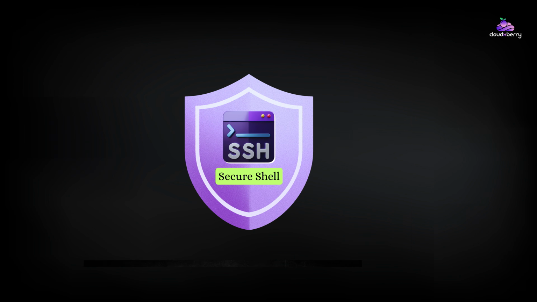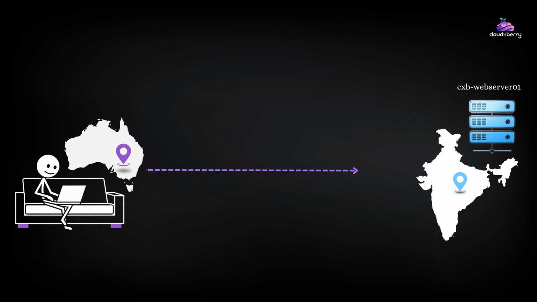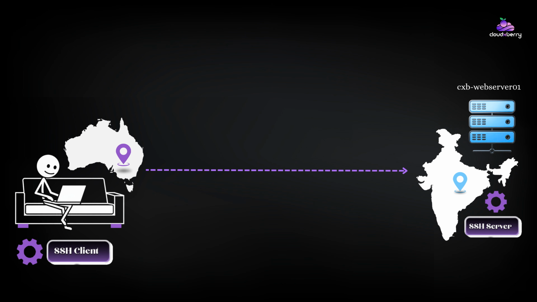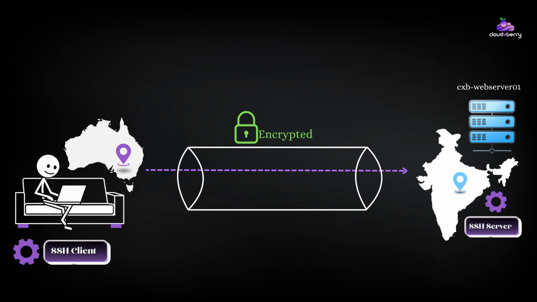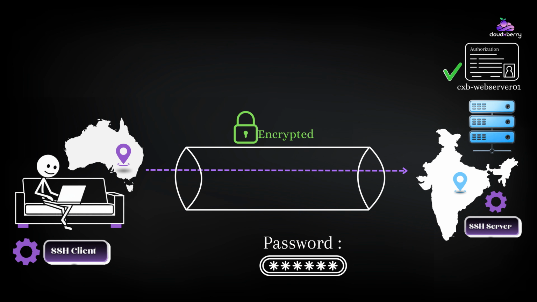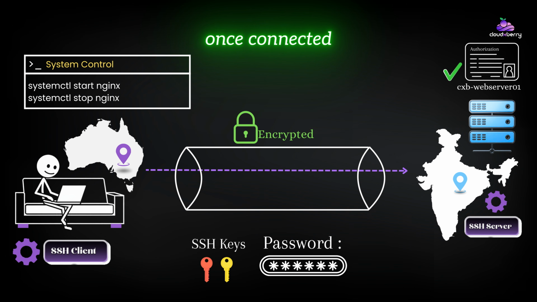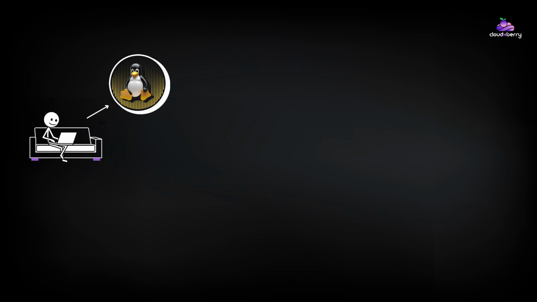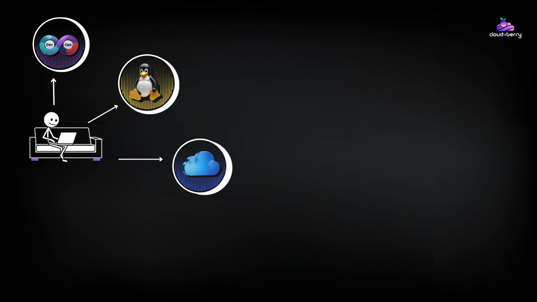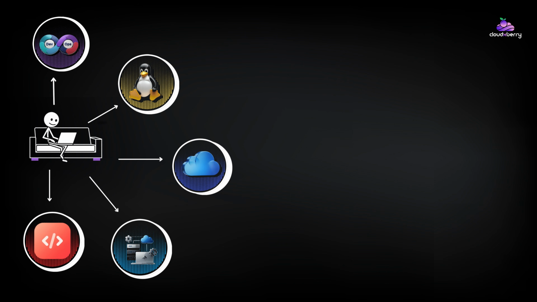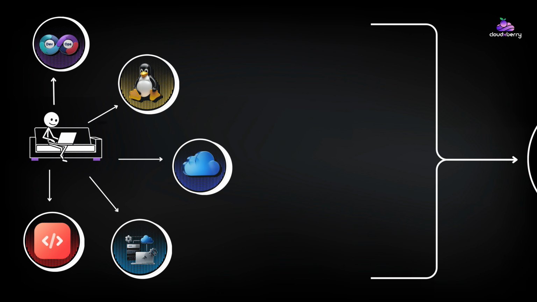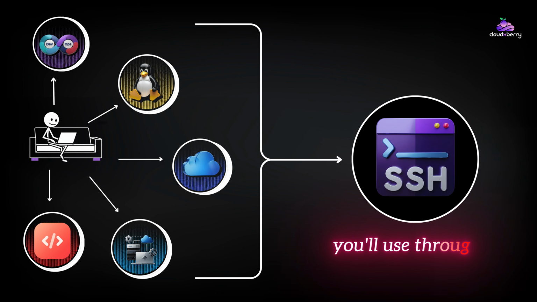So to summarize, SSH is the standard way to securely connect to remote machines. The SSH server runs on the machine being accessed. The SSH client runs on your machine. The connection is encrypted, your identity is verified through passwords or SSH keys, and once connected, you can fully manage the remote system. Whether you're working with Linux, cloud platforms, DevOps tools, system administration, or software deployment, SSH is one of the most important tools you'll use throughout your career.